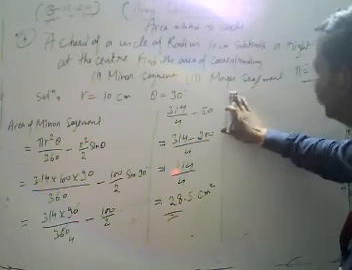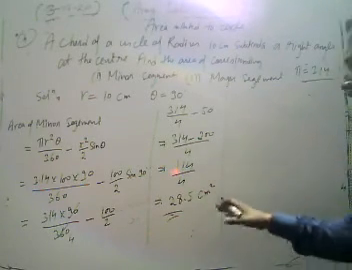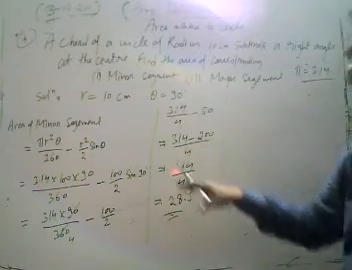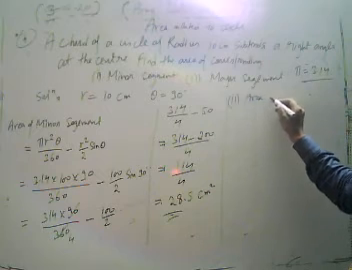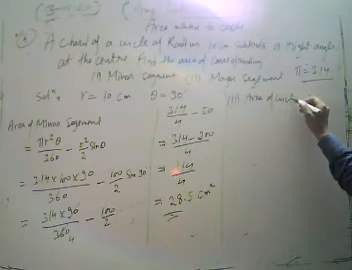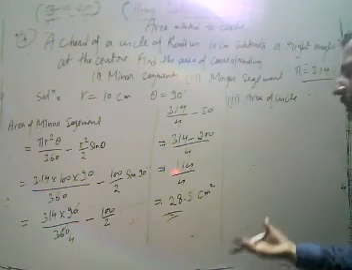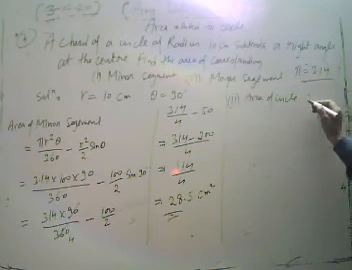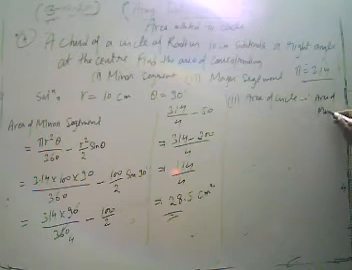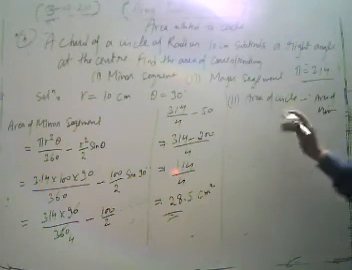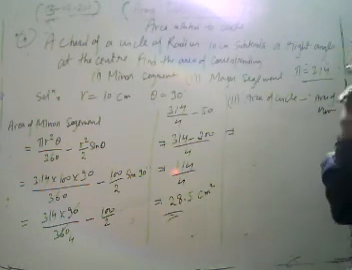Look, we have to find the major segment. We can generally find it easily by subtraction. Since we have the minor segment, we can find the major segment by taking the area of the circle minus the area of the minor segment. We have already found the area of the minor segment. What is the area of the circle? Pi r square. It's easy to find.